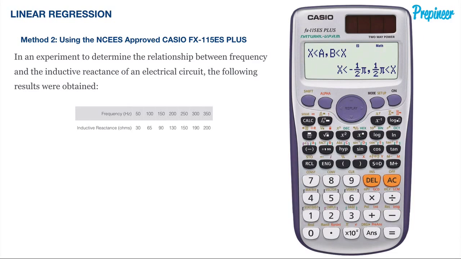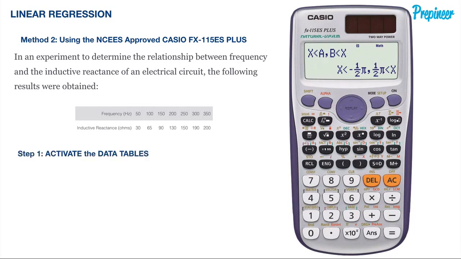All right, so let's run through a few more practice problems to make sure that we got this whole workflow dialed in. In an experiment to determine the relationship between frequency and the inductive reactance of an electrical circuit, the following results were obtained. So we have a table here of data points. Let's determine the equation of the least squares regression line of inductive reactance on frequency, assuming a linear relationship.